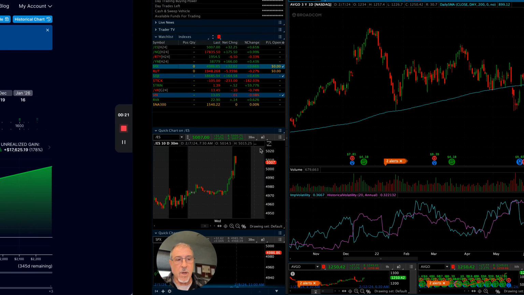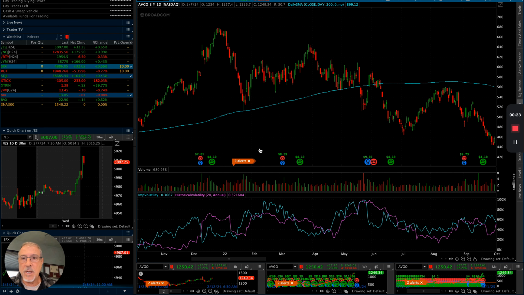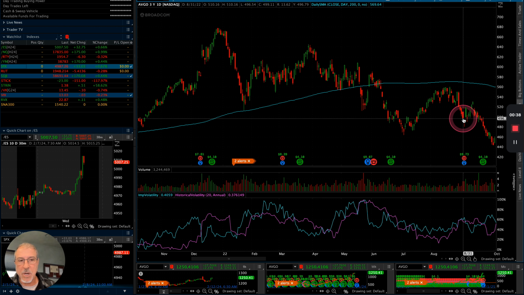So what I want to look at here is this stock, AVGO. This is a stock that I had been watching for some time. It's one that I felt like I wanted to own long-term, and I had been watching the chart. And again, I'm talking a long-term investment here. I'm not talking a short-term options trade.